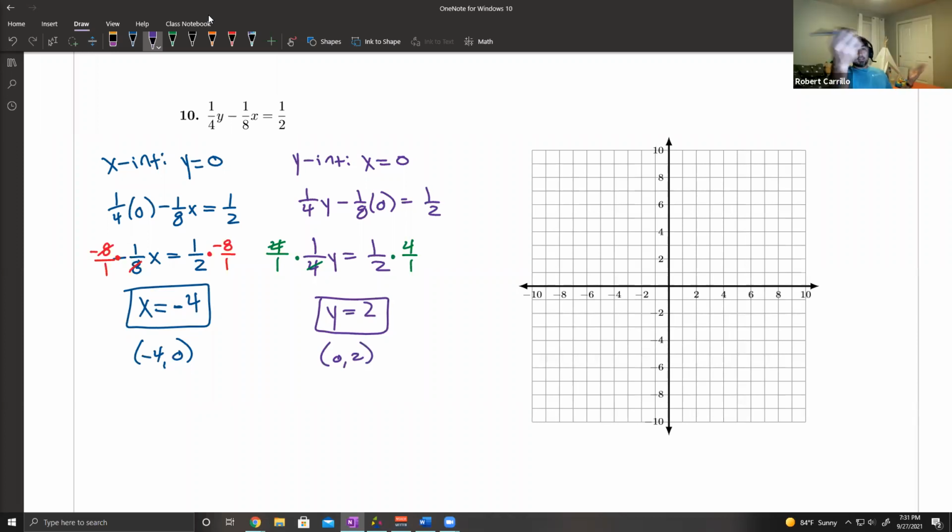Okay, let's go ahead and plot our points. -4, 0 is my x-intercept. So we look on the x-axis and right there. And then y equals 2, right there. And connect.